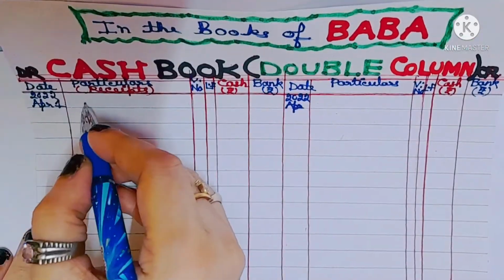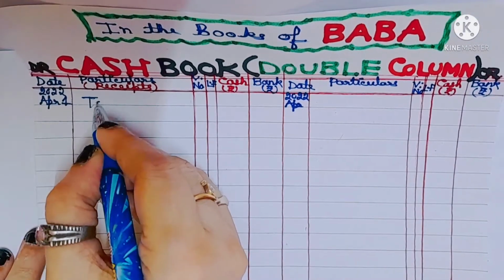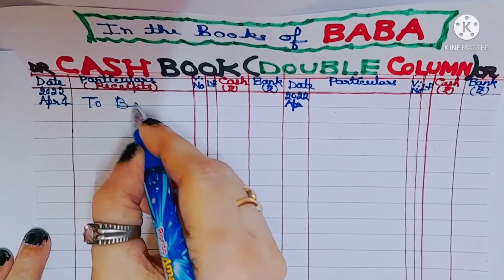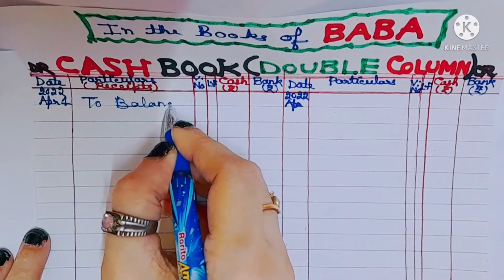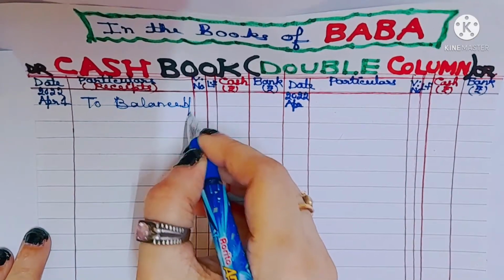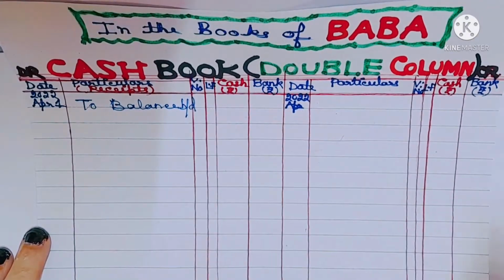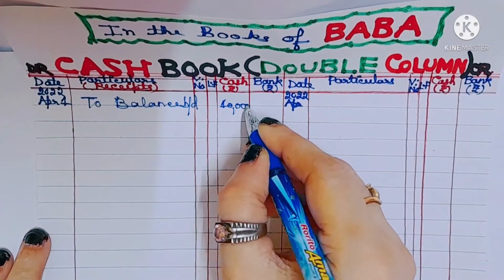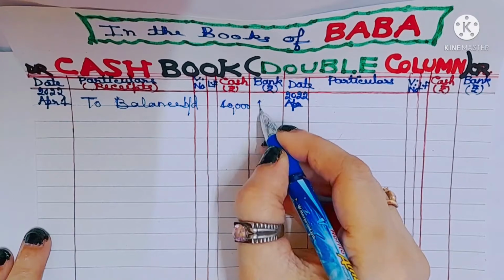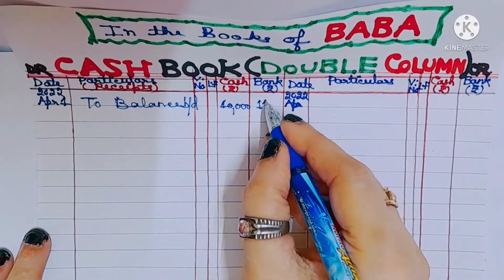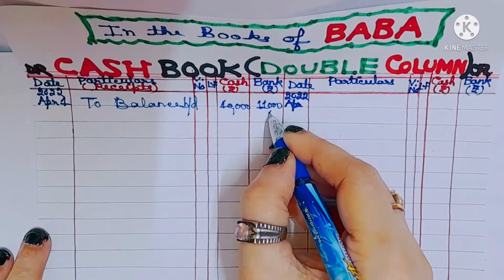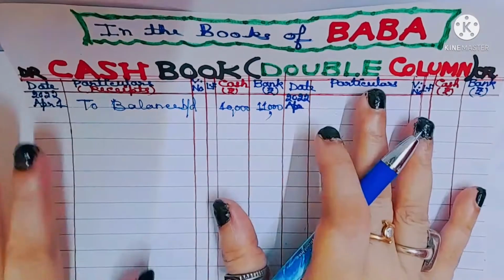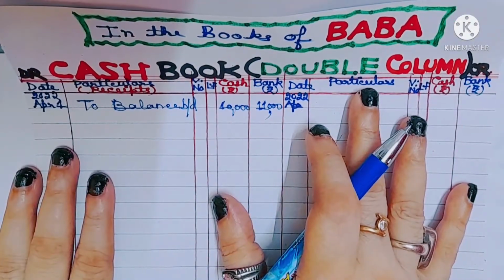On 1st April, To Balance B/D in the cash column 10,000. Opening balance of cash in hand is given in the problem, and the opening balance of cash at bank 11,000 is also given in the problem. Okay. So now let's see the next transaction.